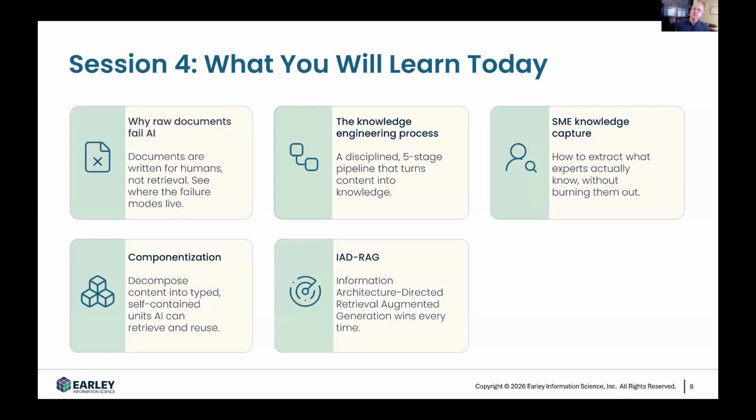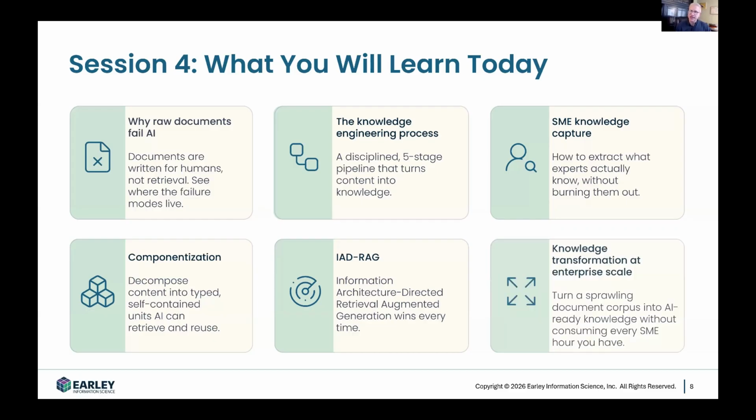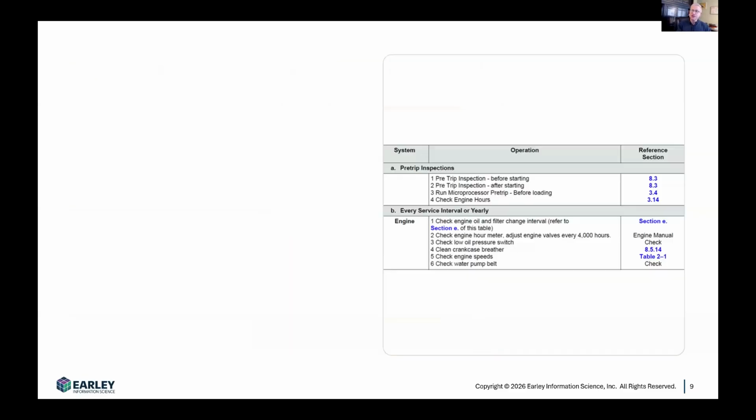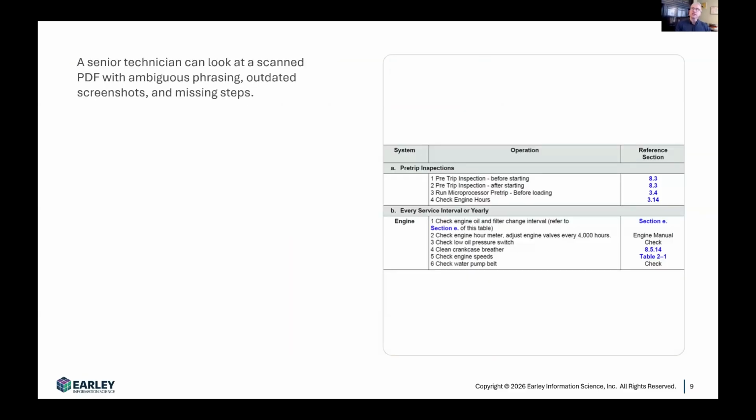And then we're going to talk about information architected directed RAG. So this is IAD-RAG. This is the core methodology. This is the core process. This is how we do this. And then we'll talk about how we can do this at scale, because there are some automated approaches for doing this. And we have a tool called the Virtual Information Architect, which will accelerate that by a factor of 10. So the things we used to do, which were very time intensive and resource intensive, can be done much more quickly.